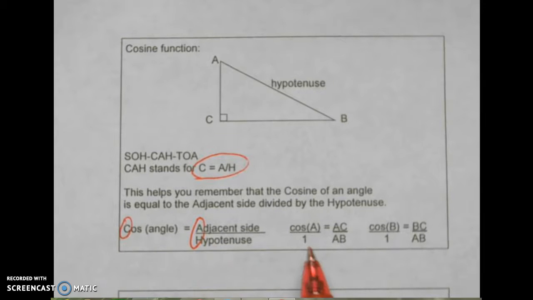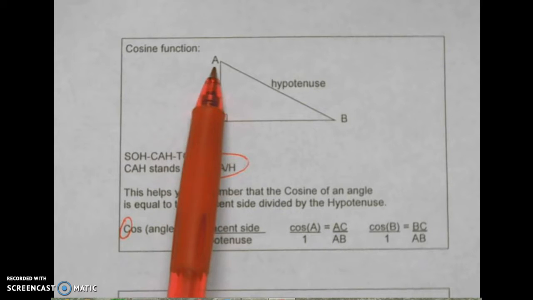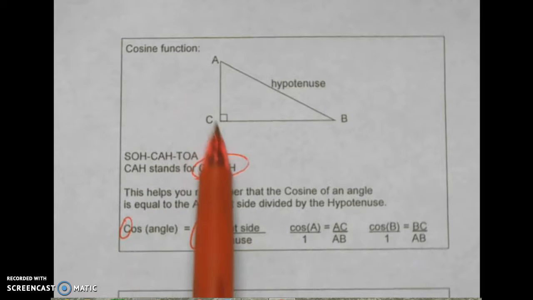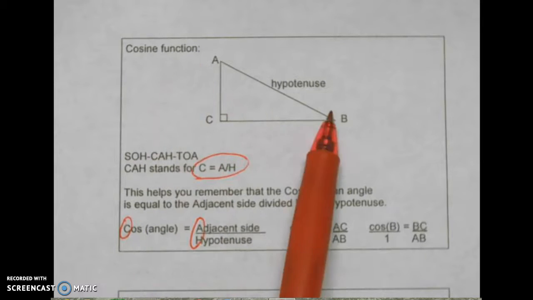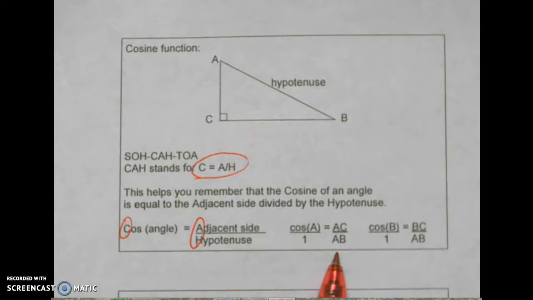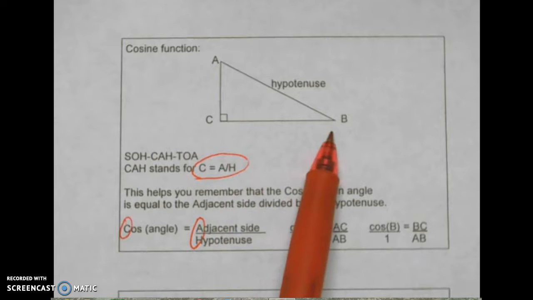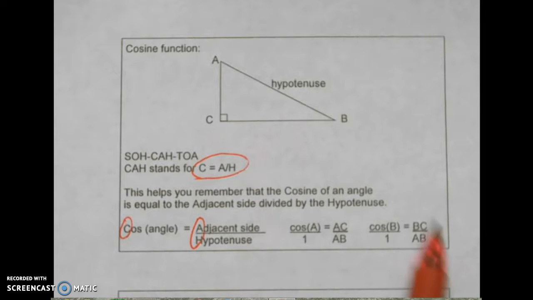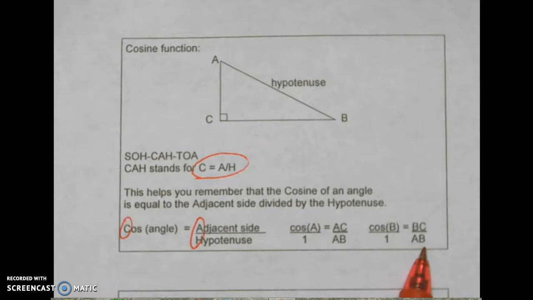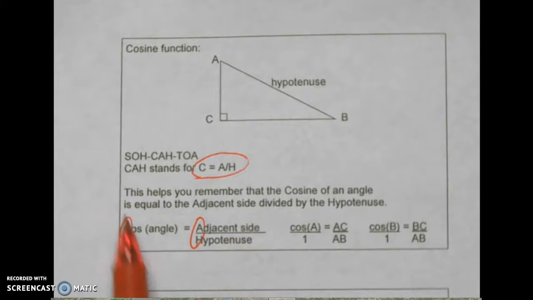So if I'm looking for the ratio of the cosine of angle A, it will be the adjacent side, the side next to it, AC, over my hypotenuse AB. If I want the cosine of angle B, it'll be the adjacent side, the one next to it, BC, over my hypotenuse AB. That's my CAH part. SOHCAHTOA, CAH.